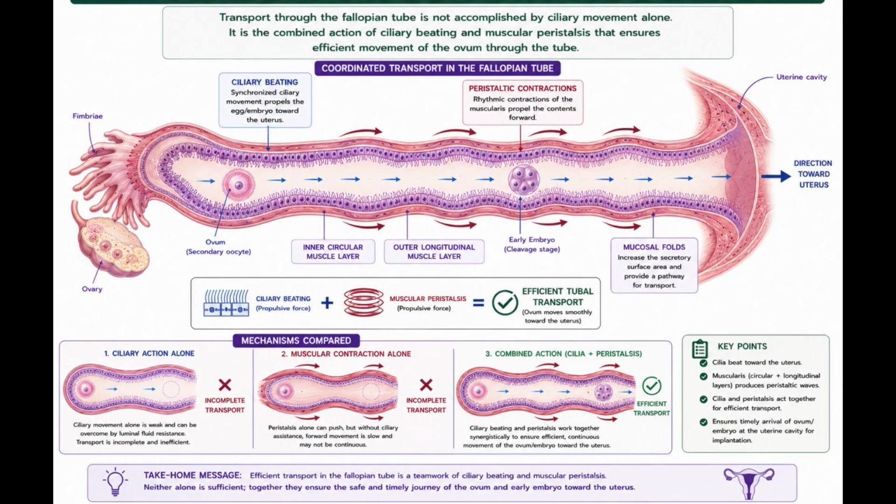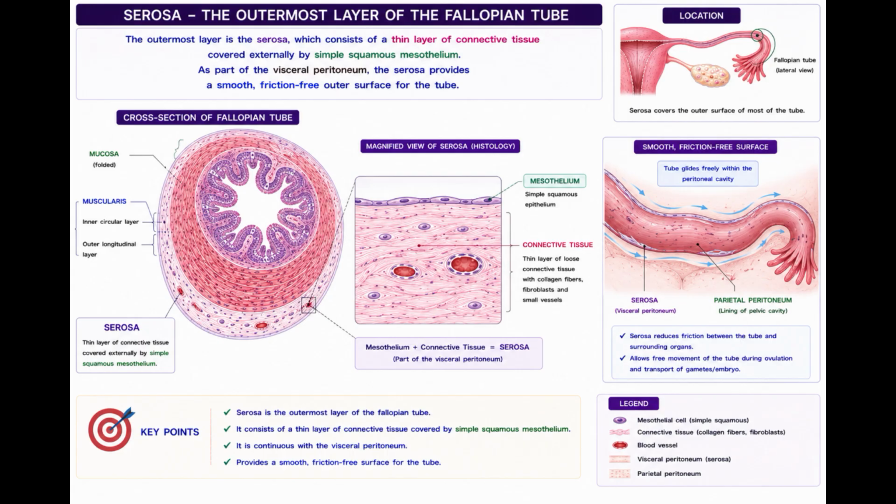The outermost layer is the serosa, which consists of a thin layer of connective tissue covered externally by simple squamous mesothelium. As part of the visceral peritoneum, the serosa provides a smooth, friction-free outer surface for the tube.